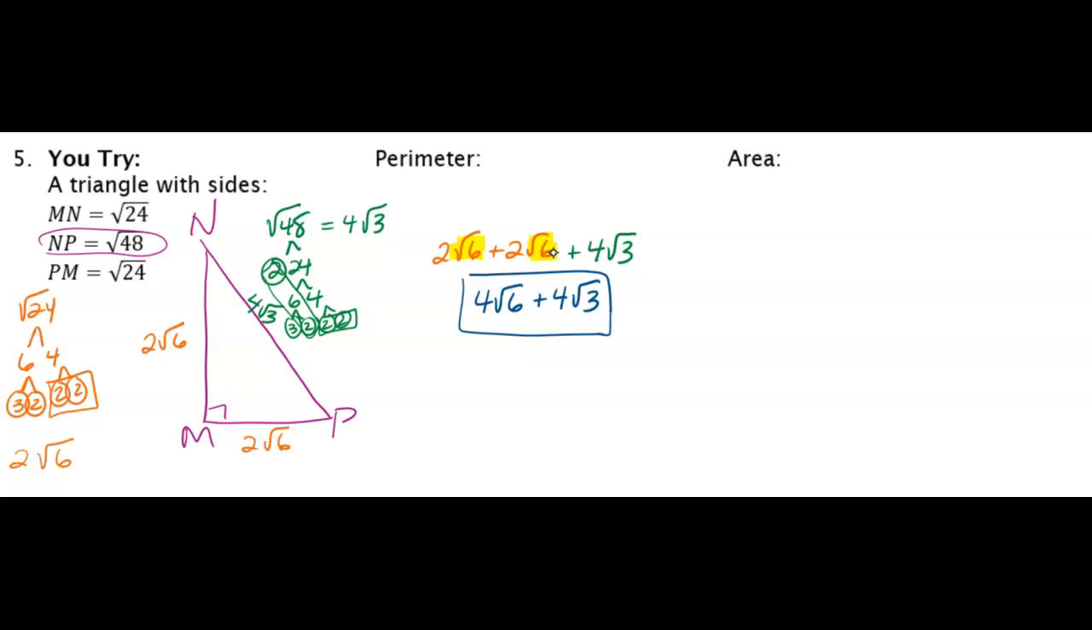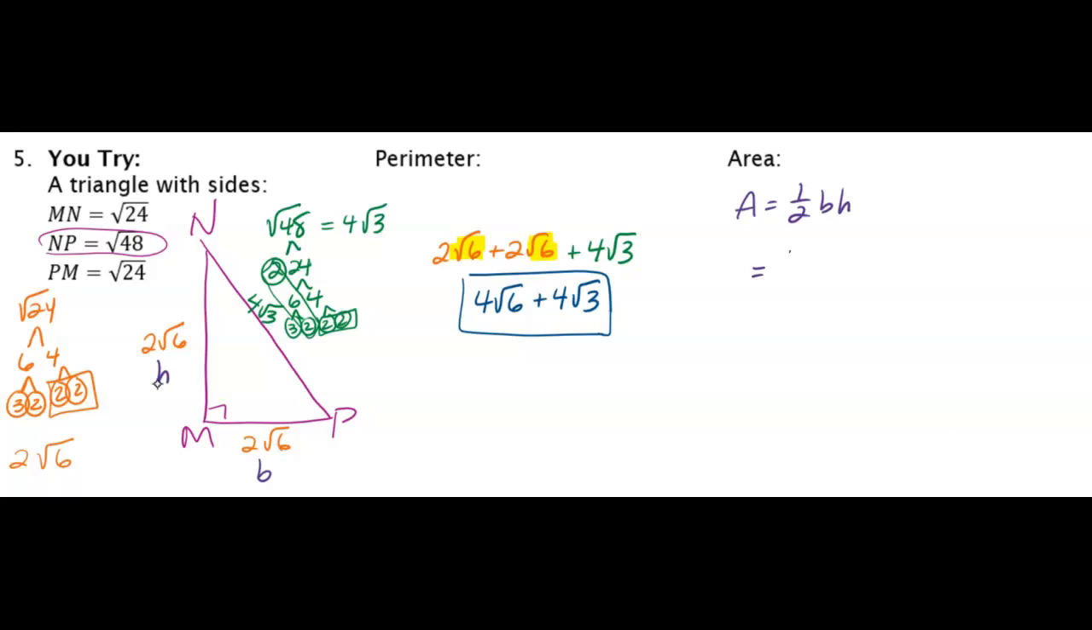Okay, now for the area, the reason it's important to know that this is a right triangle is because for our area, we have to use the formula 1/2 base times height. Now, in order for us to be able to use the 2 sides of the triangle as our base and our height, they have to be the legs of a right triangle. So what I'm going to do is I'm going to use 2 root 6 here at the bottom as my base, and then the 2 root 6 on the side is my height.